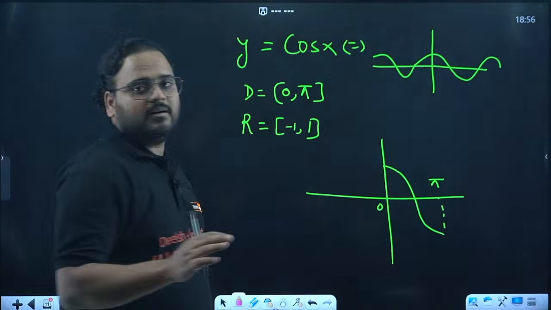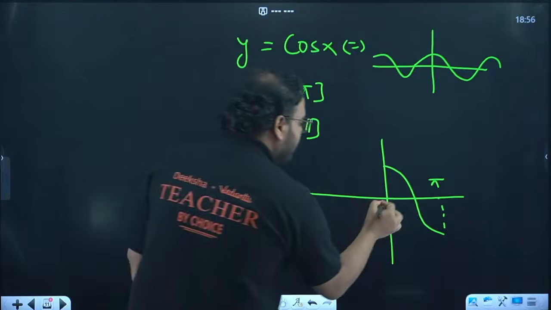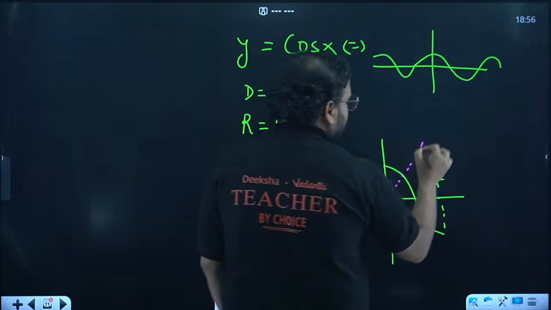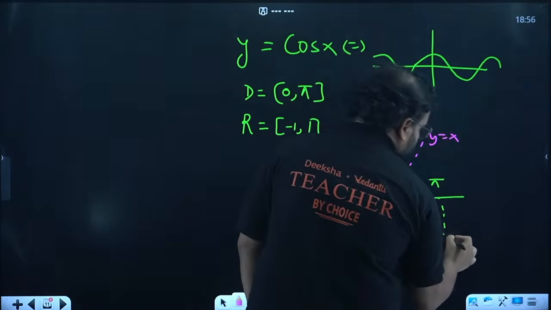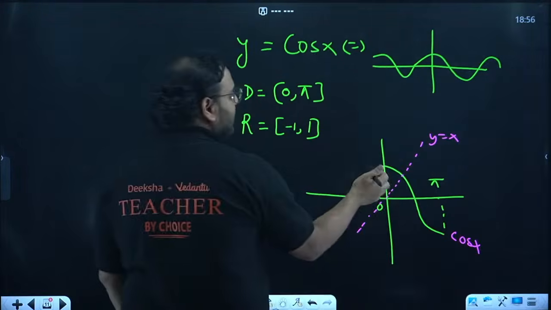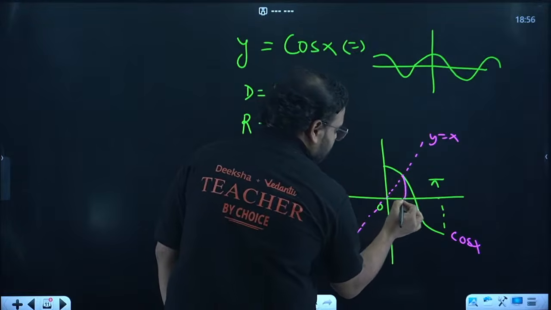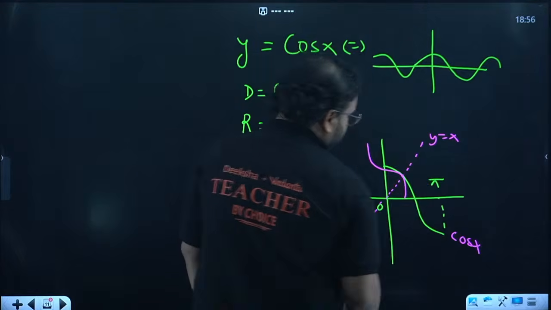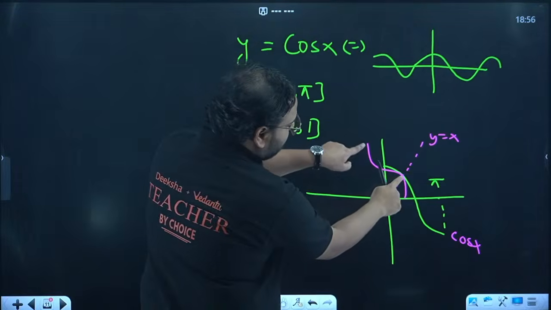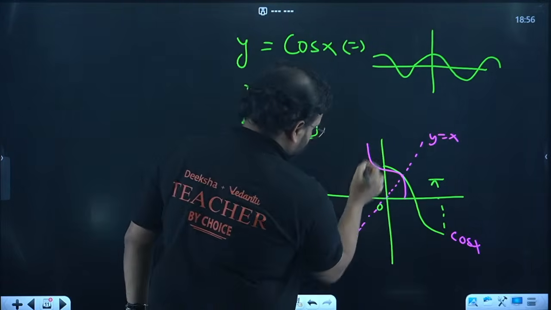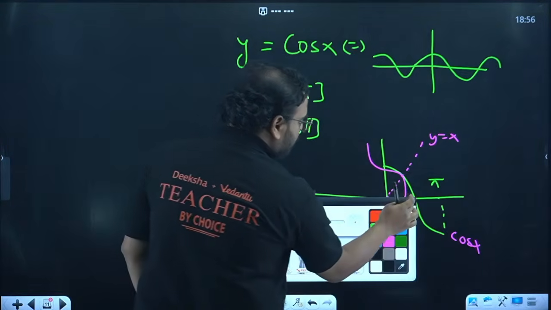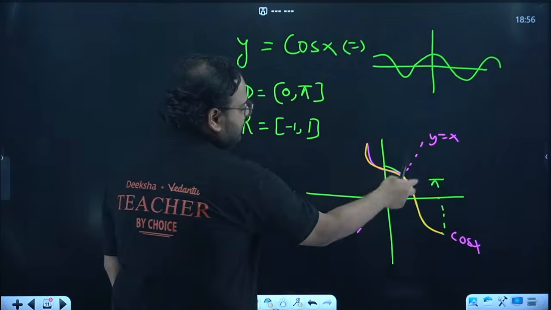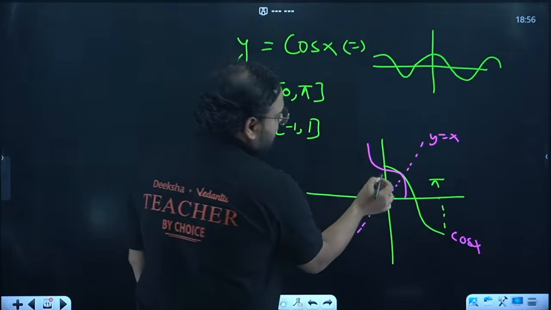Now, how will I take it and find the cos inverse? Same way, just draw this line, y equal to x. This is the y equal to x line, and this is the cos x. You take the mirror image about this. So this will be the actual graph. This part and this part are mirror images, basically like an arrow. One part is the mirror image about this line, and the other one is like this.